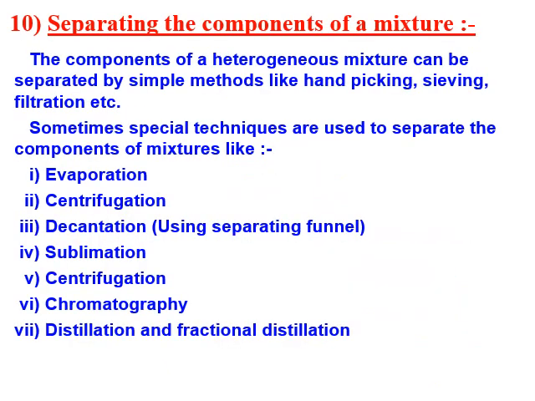Now how can we separate the components of a mixture? There are certain techniques. The components of a heterogeneous mixture can be separated by simple methods like hand picking, sieving, filtration, etc. And sometimes special techniques are used to separate the components of a mixture, like evaporation, centrifugation, decantation using separating funnels, sublimation, chromatography, distillation and fractional distillation.